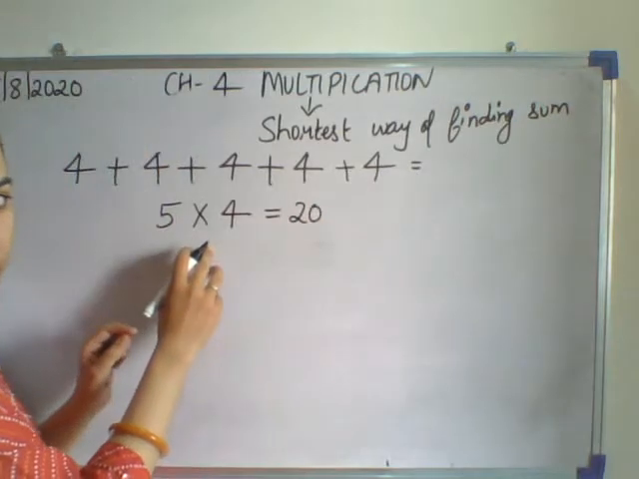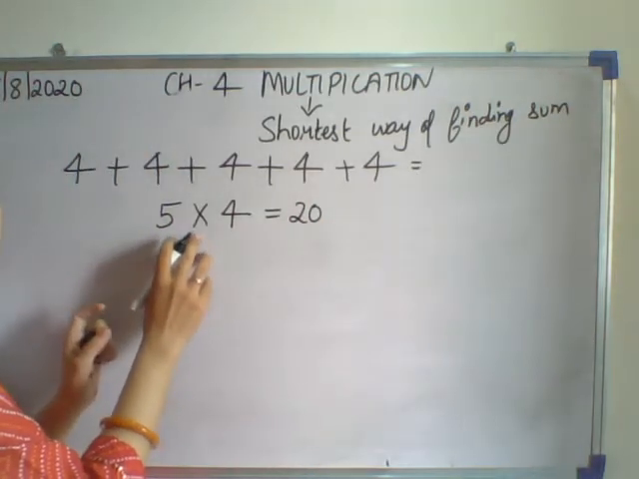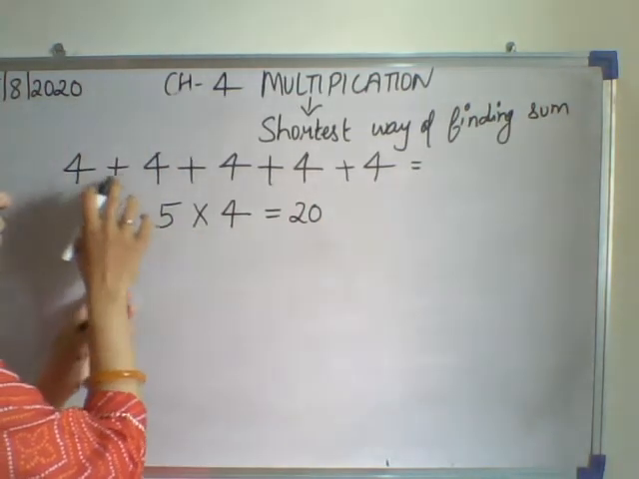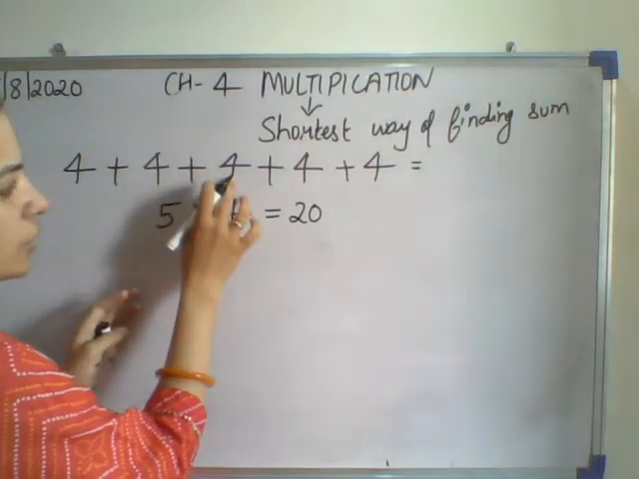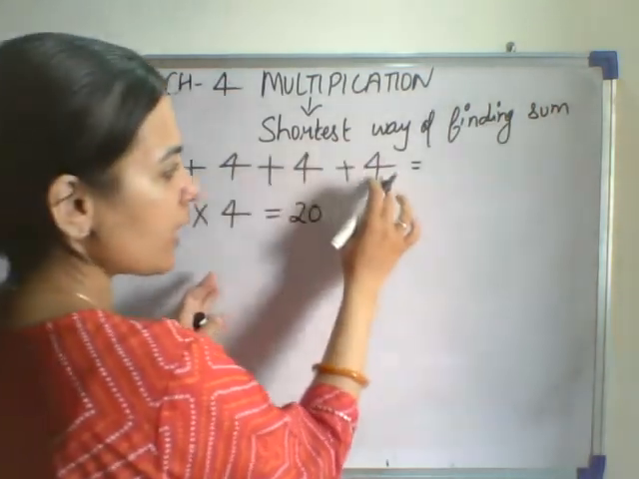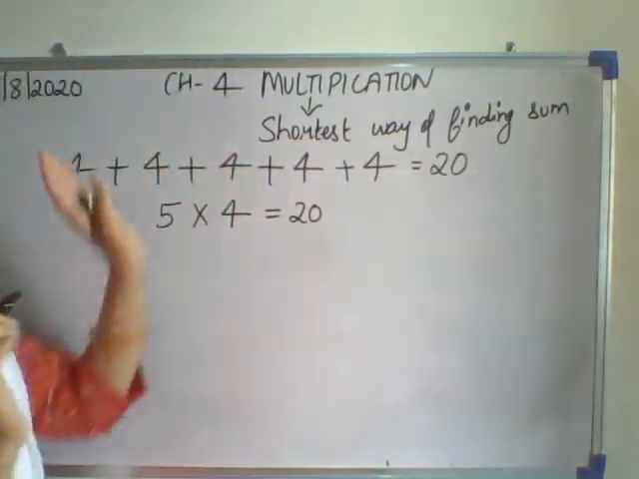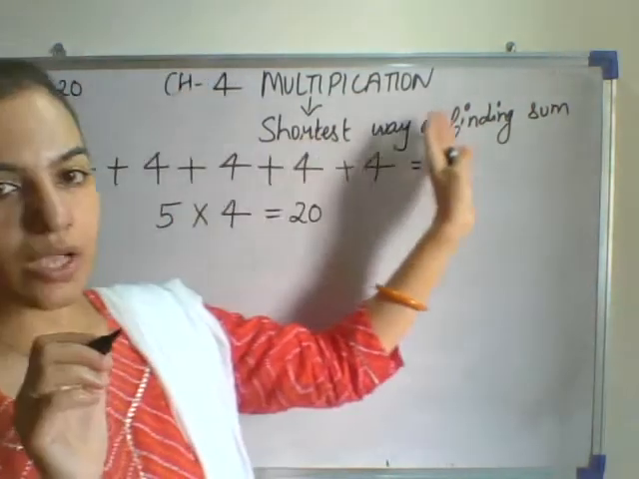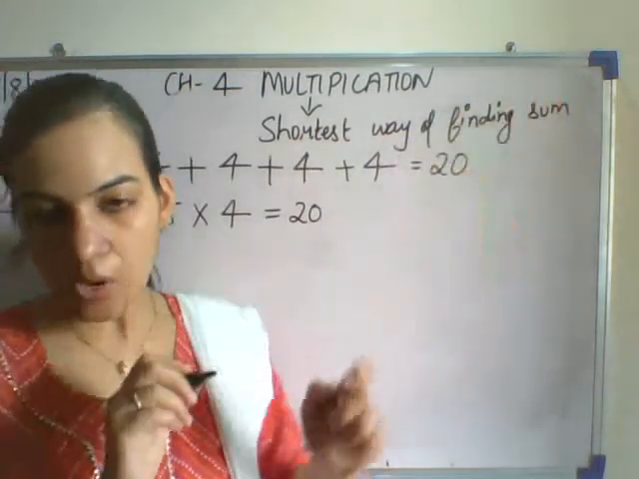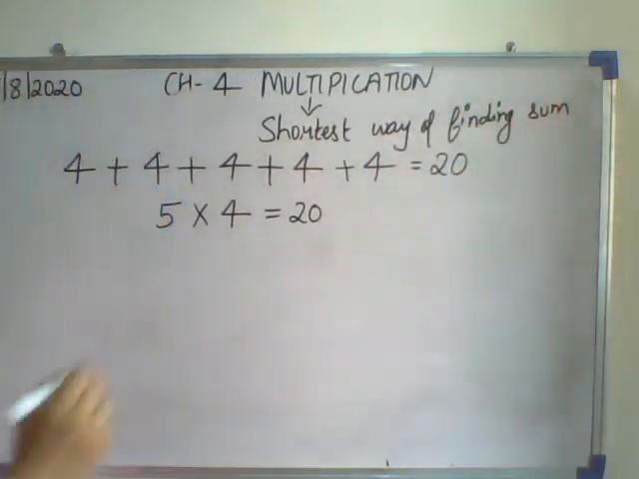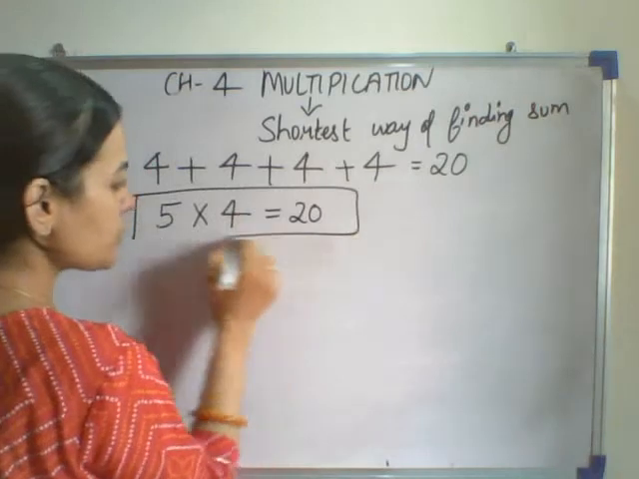Easily you have done it. The time consumed is very less. If I add 4 plus 4, 8, then again you have to add, again you have to add. Then if you add it, you will be getting 20. So multiplication is the shortest way of finding sum. Now we have this 5 into 4 equals to 20.